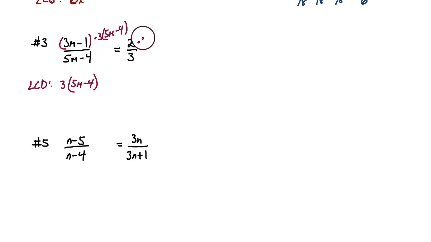Over here, times by 3 times 5m minus 4. The reason for doing that is to do some canceling. The 5m minus 4 cancels 5m minus 4. The 3 cancels the 3. Let's rewrite our equation with no denominators. We have 3 times 3m minus 1. With the distributive property, that's 9m minus 3. And that's equal to, over here we have 2 times 5m minus 4. With the distributive property, that's 10m minus 8.